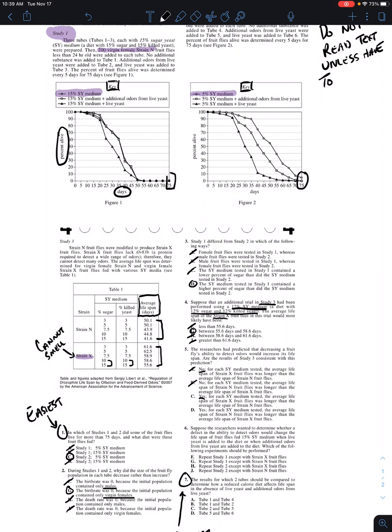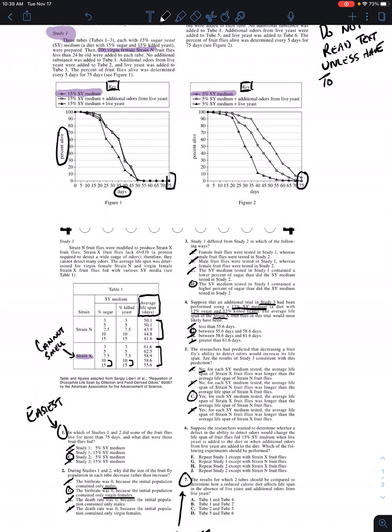Now all we have to do is find the best explanation among the yes answer choices. So let's check out C. It says, yes, for each SY medium tested, the average lifespan of strain X was longer than the average lifespan of strain N. That looks to be true. Under every scenario, it is longer than strain N. So I think we're going to go with C here. Let's just confirm. D says, for each SY medium tested, the average lifespan of strain N fruit flies was longer than the average lifespan of strain X. And that is clearly not true.